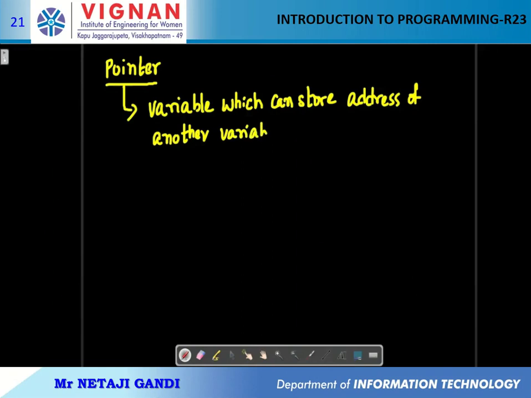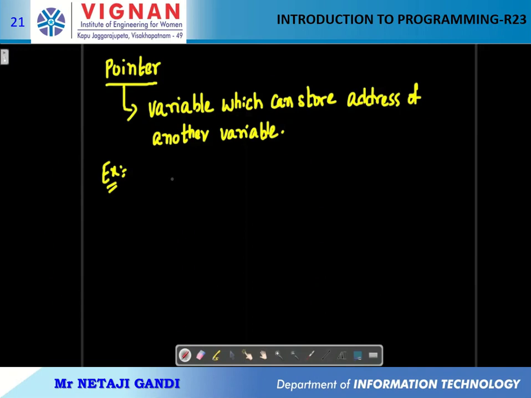So normal variables cannot hold the address of another variable. So that's why we require the concept of pointers in order to store the address of another variable. Now I'll show you an example for this pointer variable and its representation.